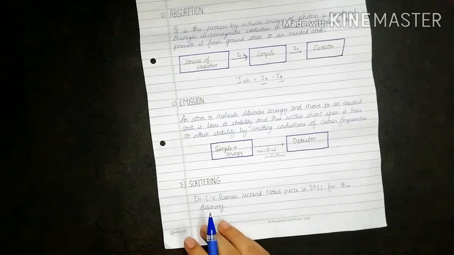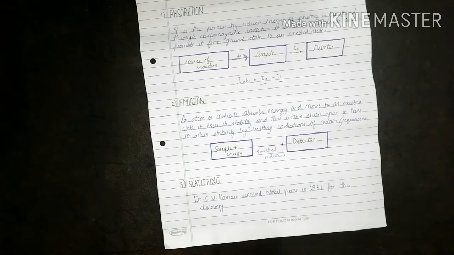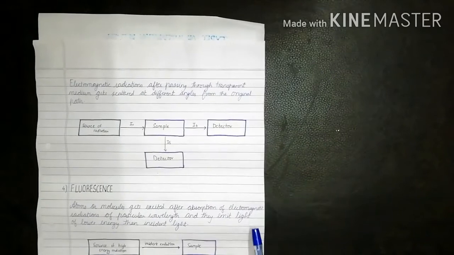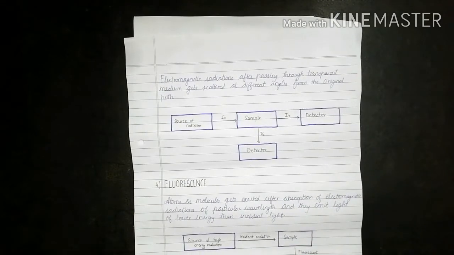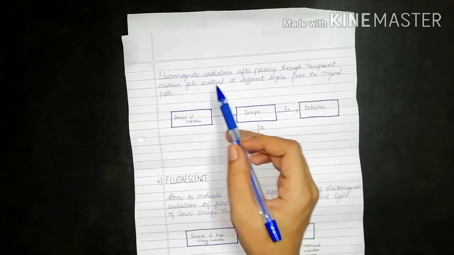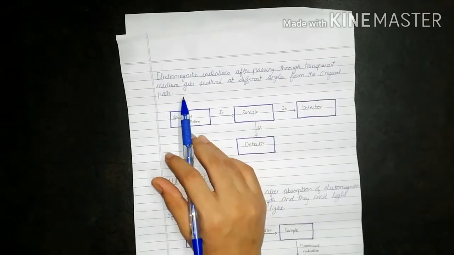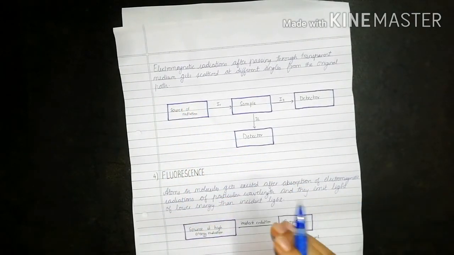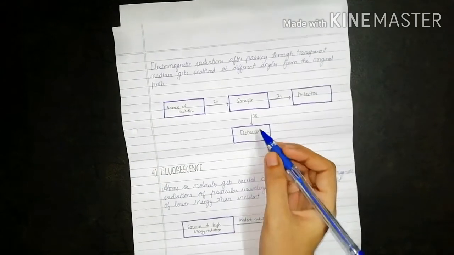Before explaining the process, let me tell you that Dr. C.V. Raman received the Nobel Prize in 1931 for this discovery, that is the process of scattering. So what happens in the process of scattering is that electromagnetic radiation, after passing through a transparent medium, gets scattered at different angles from the original path. Now keep in mind that the entire light is not getting scattered. Some part of the light is getting scattered at different angles.